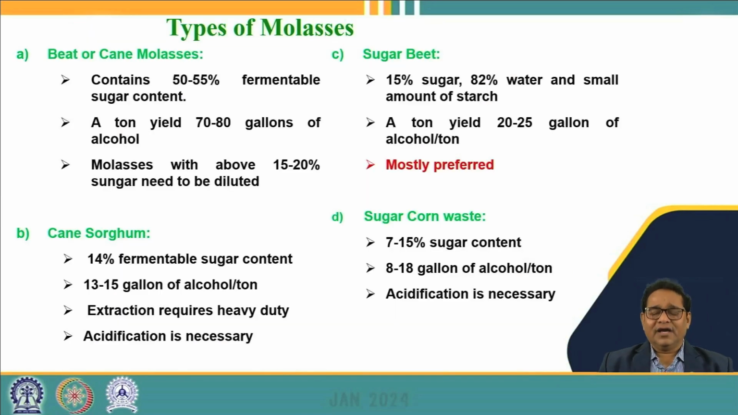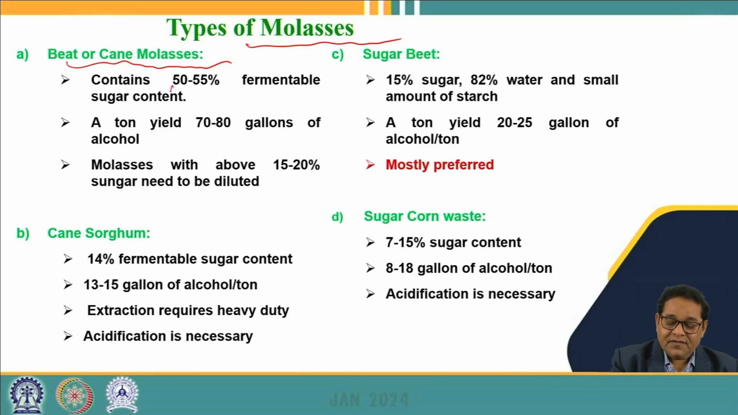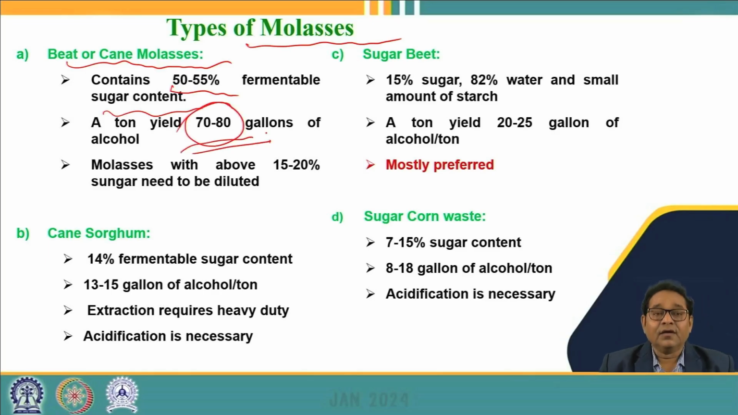Before going into more detail of the process, let's see what types of molasses are used. The first type of molasses we use is beet or cane molasses, which contains 50 to 55% sugar, and this has the maximum yield of alcohol, around 70 to 80 gallons of alcohol per ton of this molasses.